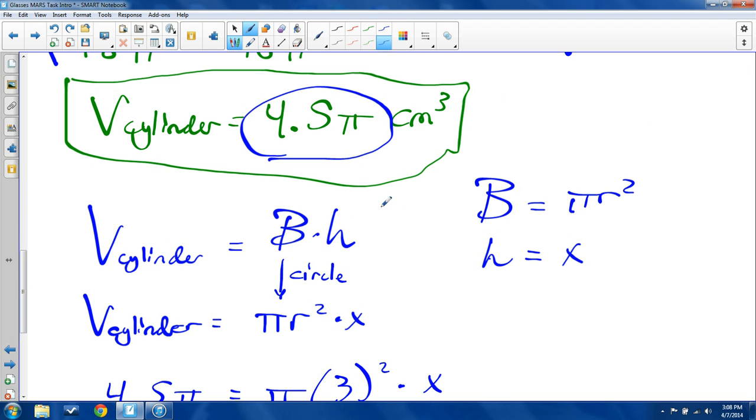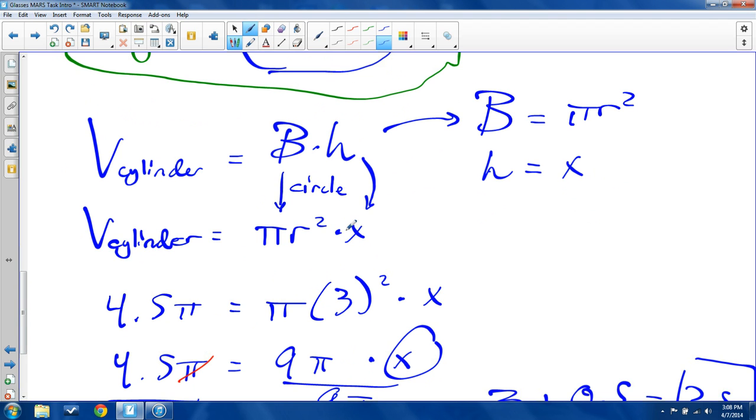So when we do area of base, we're doing pi r squared. Remember, it depends on what prism you have. In this case, we had a circle. So the area of your base is pi r squared, and I just called this x because we're using h later. So the volume of our cylinder is defined by pi r squared times x.